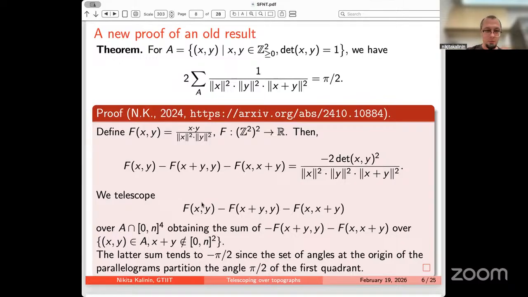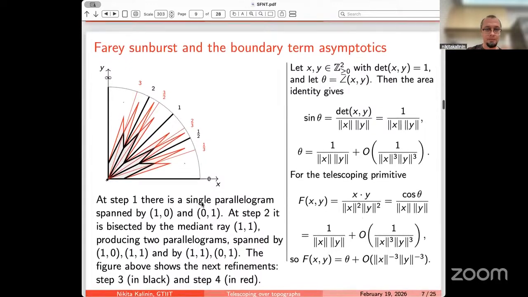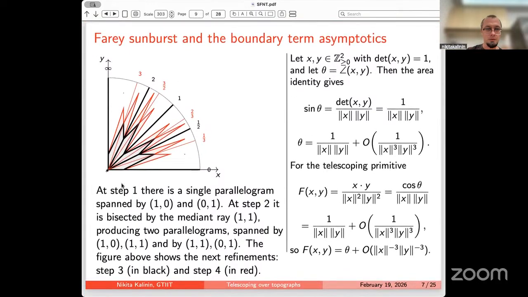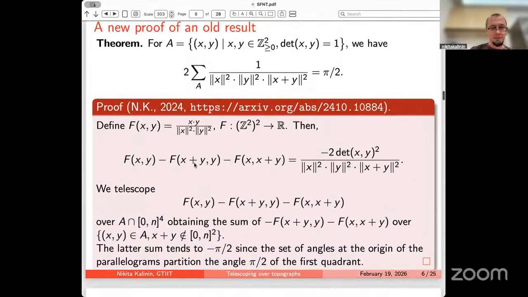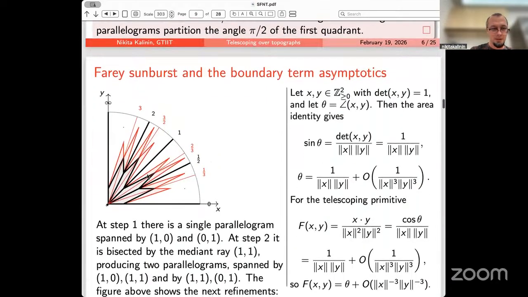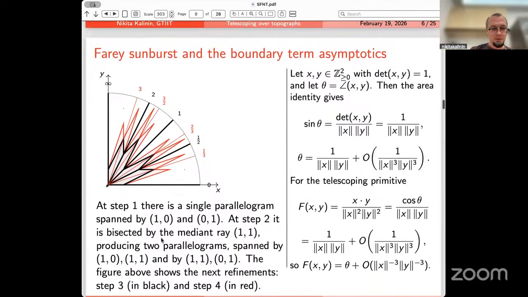And okay, so a brief explanation why we have that. Now let's go to the picture. So what happens with our parallelograms? We start with a parallelogram spanned by 1, 0, and 0, 1. That's our vectors x and y. Then each time you just add the vector x plus y, and thus you have 2 new parallelograms, right? So first you have one parallelogram, then you subdivide it by the vector 1, 1, and you have what is here like this.